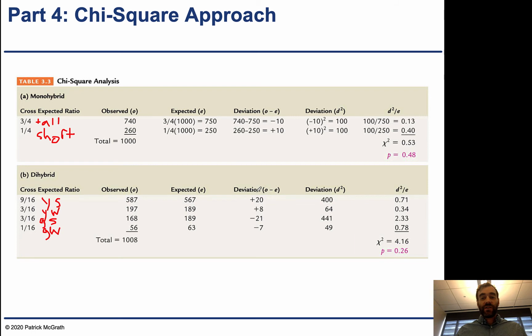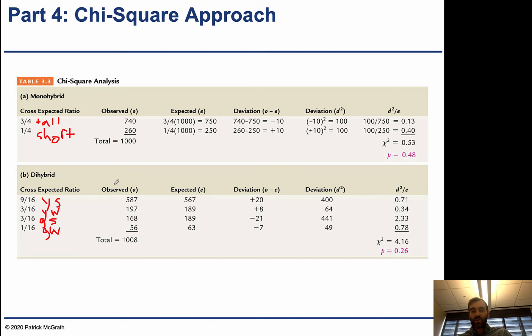Again, you calculate the deviation just as you did before, by subtracting the expected from the observed. You then square that deviation to get those 4 values, and then you divide by the expected values. In this case, our chi-squared value is 4.16. This number is higher, and that results in a probability of 0.26.